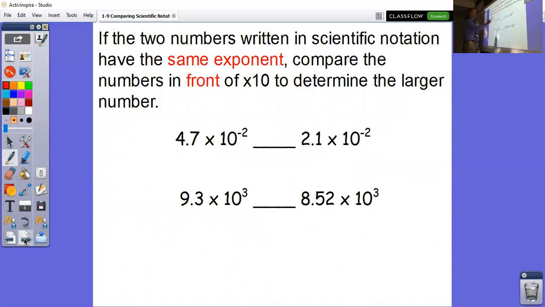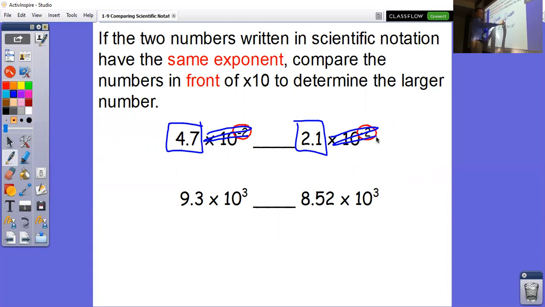When you have the same exponent, obviously -2 is not bigger than -2. So when you have the same exponent, what you want to do is look at the number that is in front of the times 10. So now we're not looking at this part because these parts are the same. We have times 10 to the -2nd. When the exponents are the same, you need to look at the numbers that are in front of the times 10 and compare those. 4.7 and 2.1, obviously 4.7 is larger than 2.1. So we have the symbol greater than.